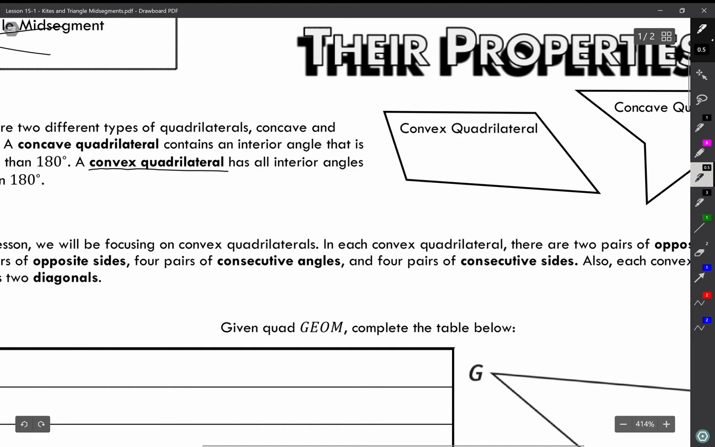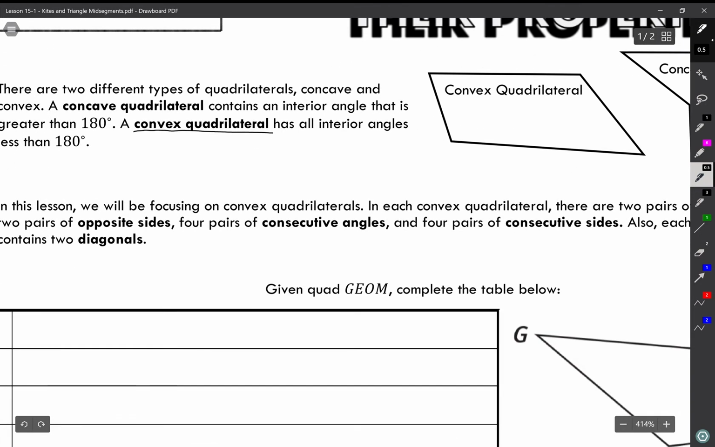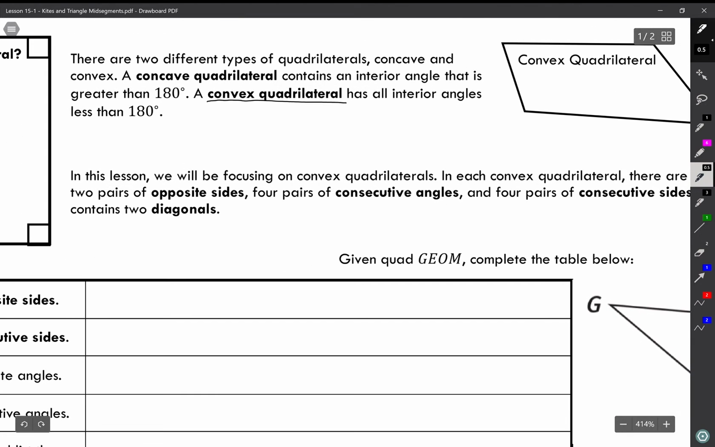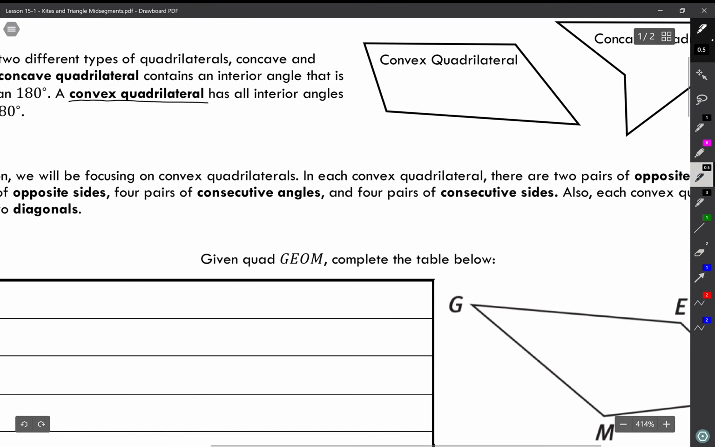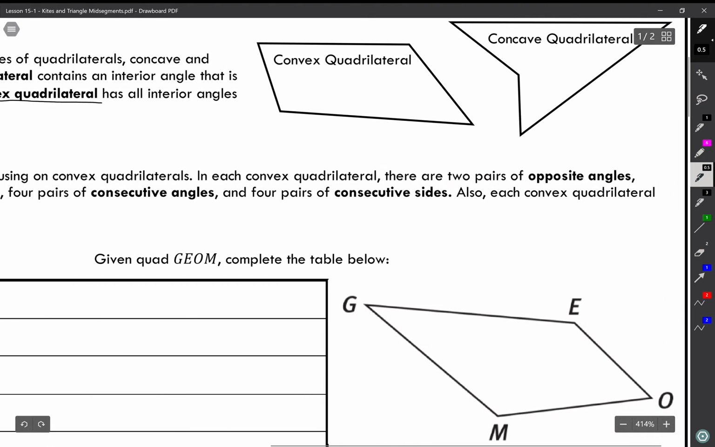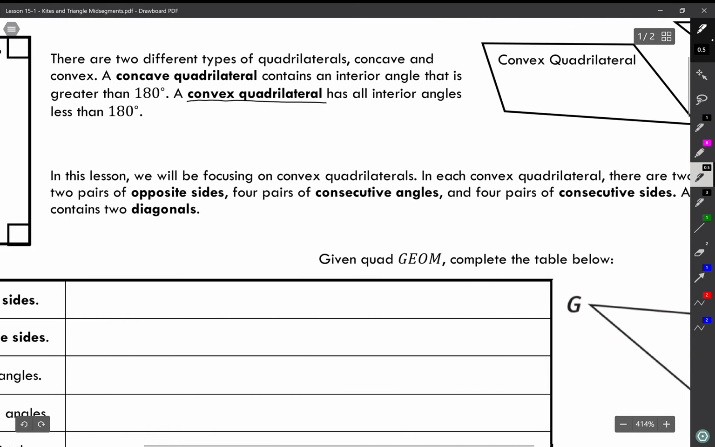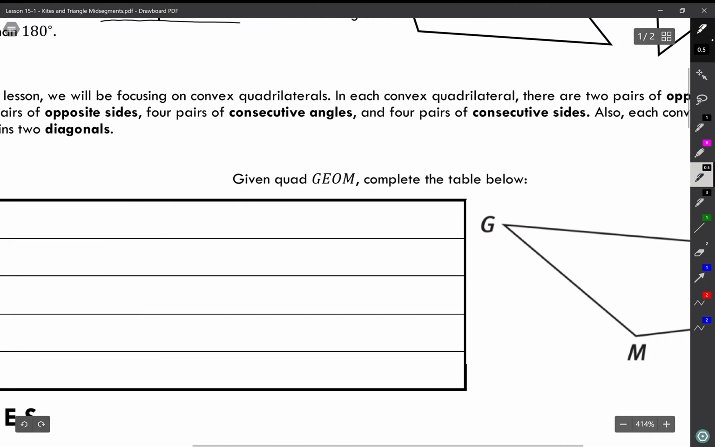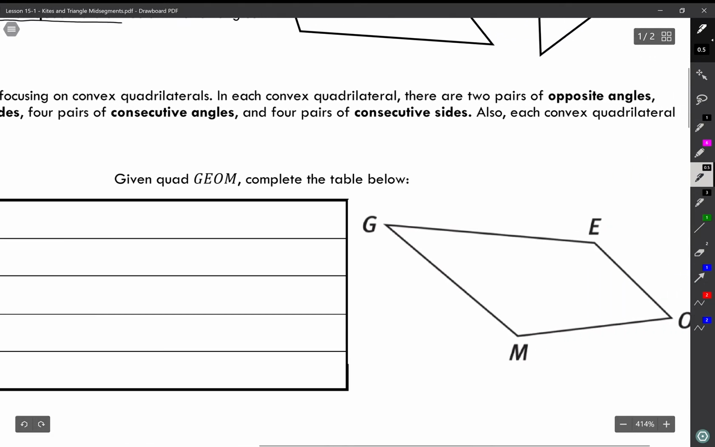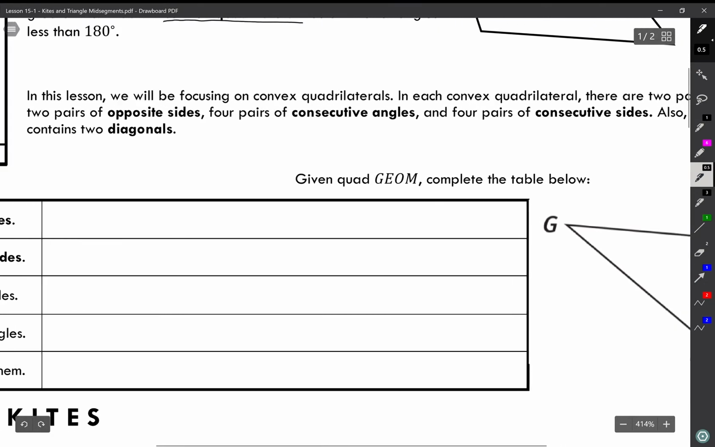We have a bunch of different types of quadrilaterals, and that's what we'll go over in this activity. So in this lesson, we will be focusing on convex quadrilaterals. In each convex quadrilateral, there are two pairs of opposite angles, two pairs of opposite sides, four pairs of consecutive angles, four pairs of consecutive sides. Also, each convex quadrilateral contains two diagonals.